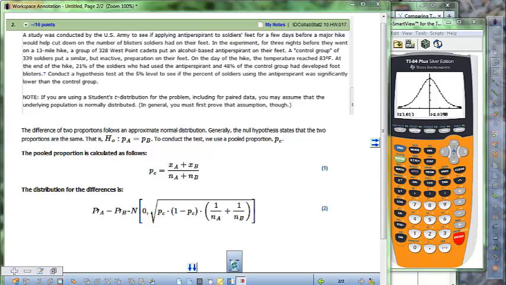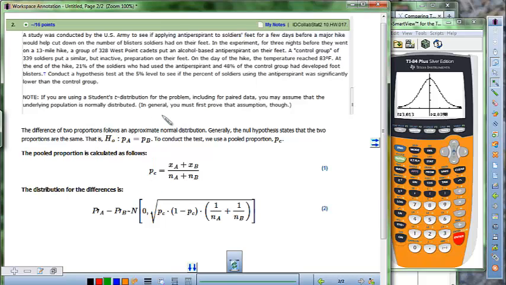Okay, let's try another problem here. We have a problem that we did actually. There's a recording for this already. But what I didn't go over in that recording is to figure out what the distribution should be. And so the distribution requires us to calculate this idea of a pooled distribution. Now there's several ways to do that.